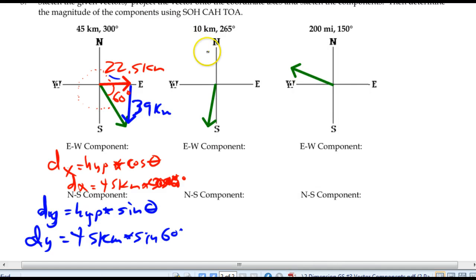Okay, so the next one's 265. Now that makes this angle right here 85 degrees, because this whole is 90 and we're just 5 off of 270, so that's 85 degrees.